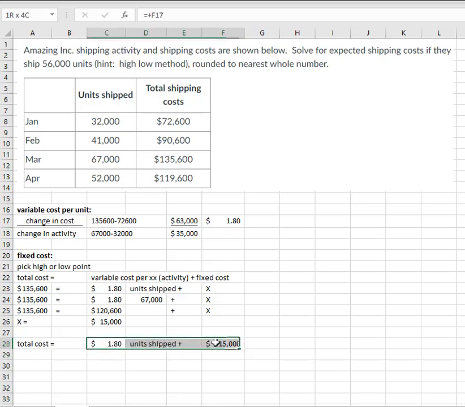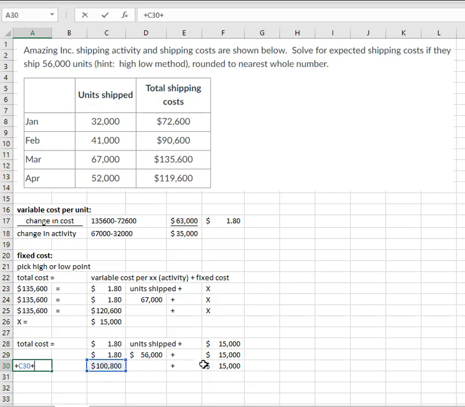So if I put, get Excel to play nice here. So I put the 56,000 here. I can figure out total cost. So it would be the $1.80 times the 56,000 plus the 15,000. And so total cost would be 100,800 plus the 15,000. So you would get $115,800 is your total cost. Let me know if you have a question.